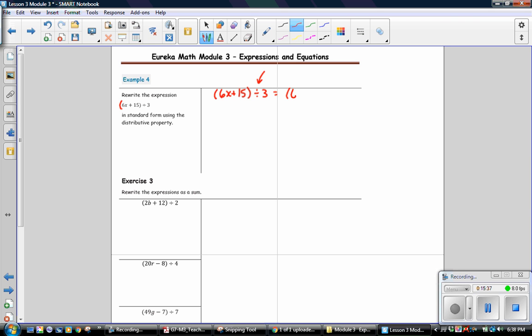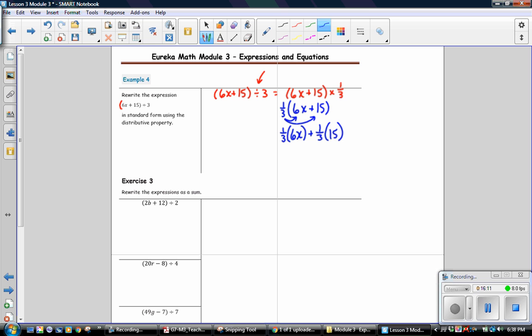So we have 6x plus 15, and instead of dividing by 3, we're going to multiply by the reciprocal of 3, which is 1/3. Now I'm going to rewrite that with the 1/3 in the front. 1/3 times the quantity 6x plus 15. Now I'm going to distribute the 1/3 to both terms. 1/3 times 6x plus 1/3 times 15.